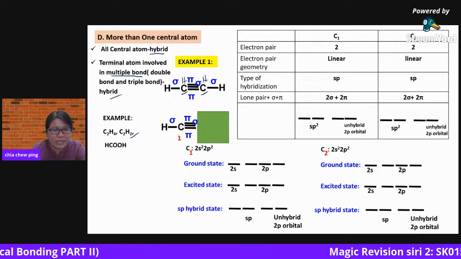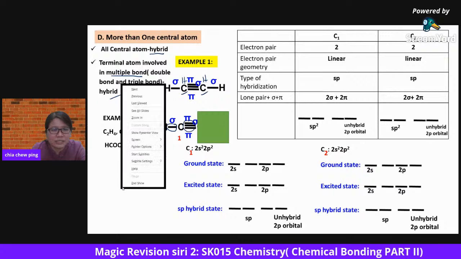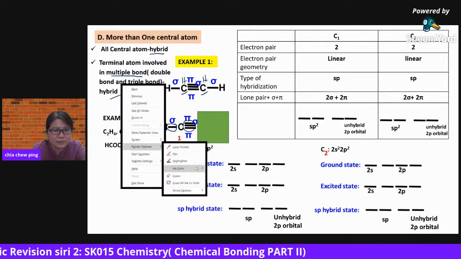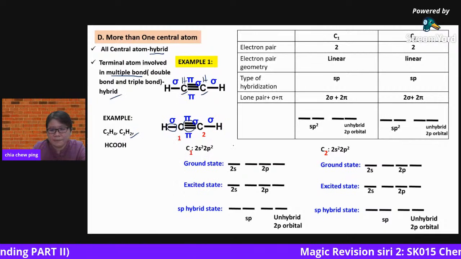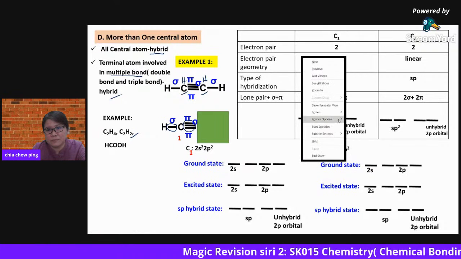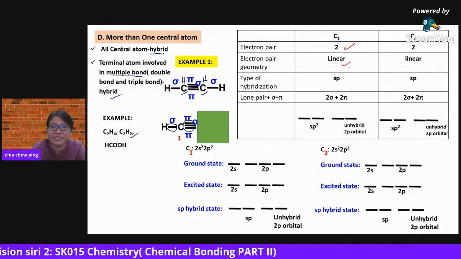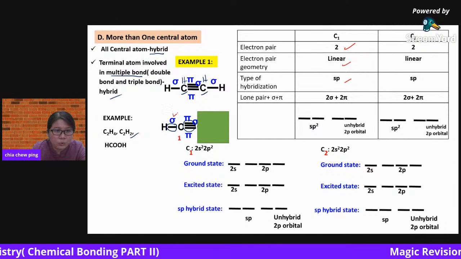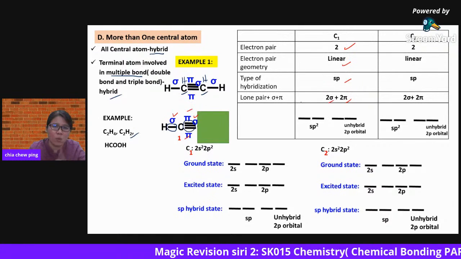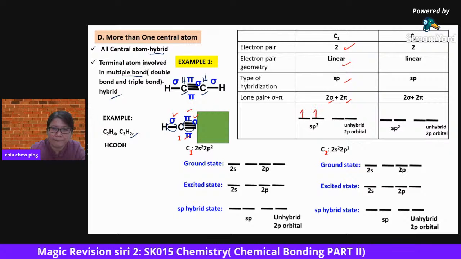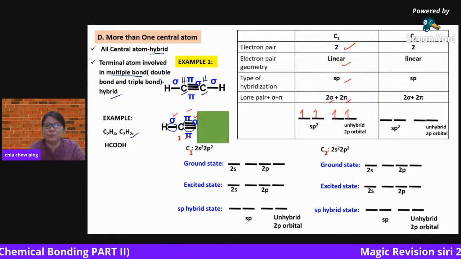Now we look at carbon 1. Carbon 1 has one electron pair and one electron pair, so the answer is 2. Yes, 2 is linear and sp. Now we check 2 sigma and 2 pi. As you know, 1 sigma is 1 ampere, so 2 sigma is 2 ampere. 1 pi is 1 ampere, so 2 pi is 2 unhybrid 2p orbitals.